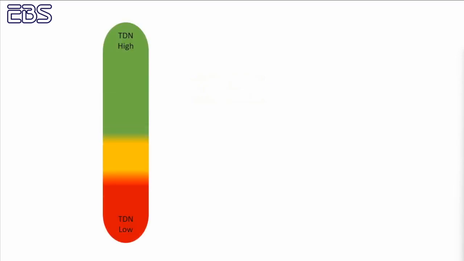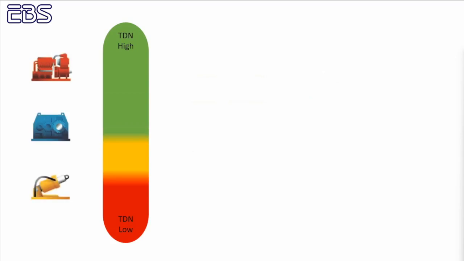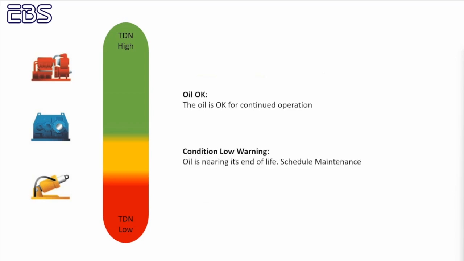This data can then be analysed in two ways. First, looking at the absolute TDN value. As each application type, such as an engine, gearbox, or a hydraulic system, has a standard set of limits, you can determine if an oil is fit for purpose, if the oil is nearing the end of its life, or if the oil requires some attention.